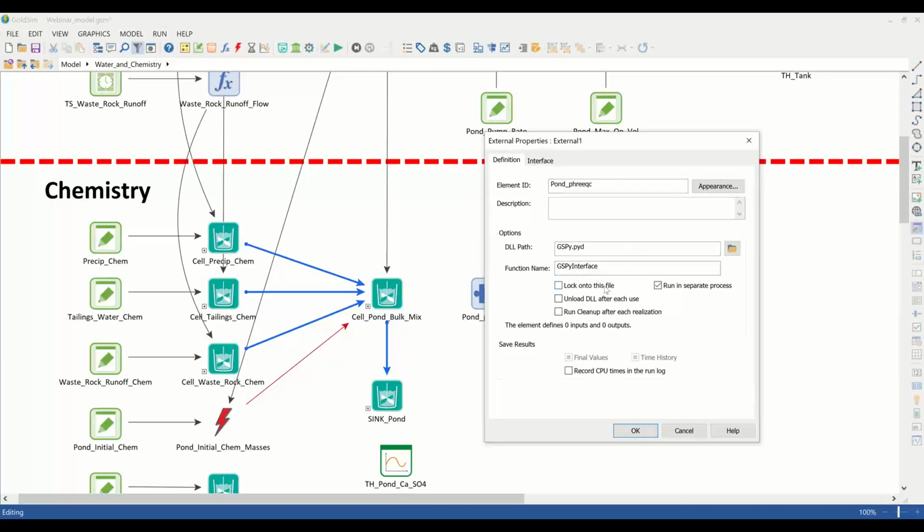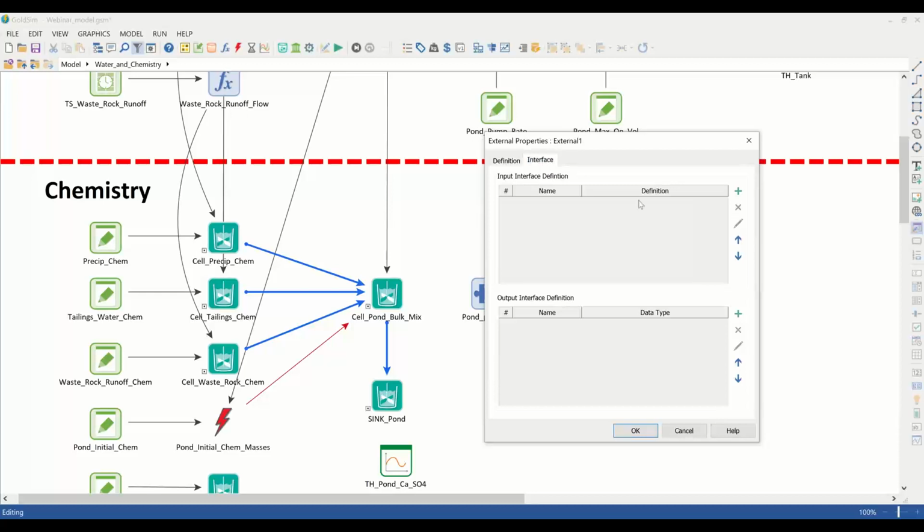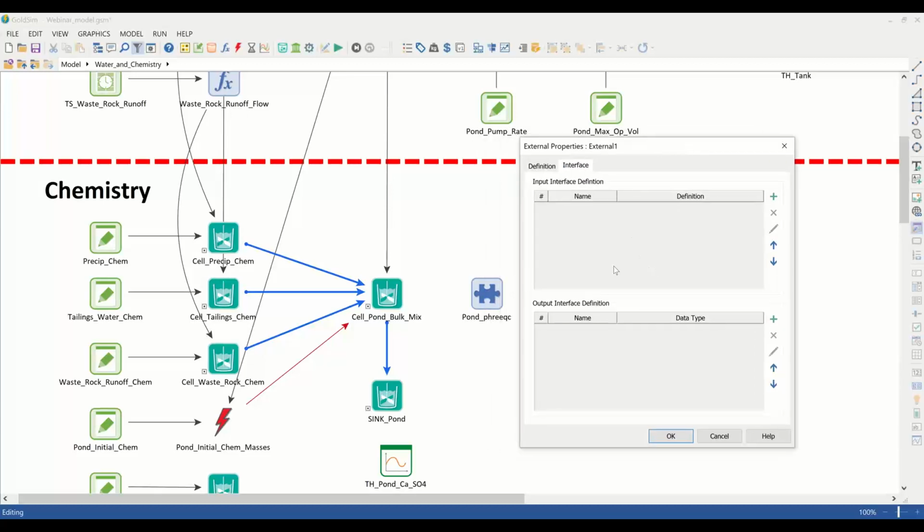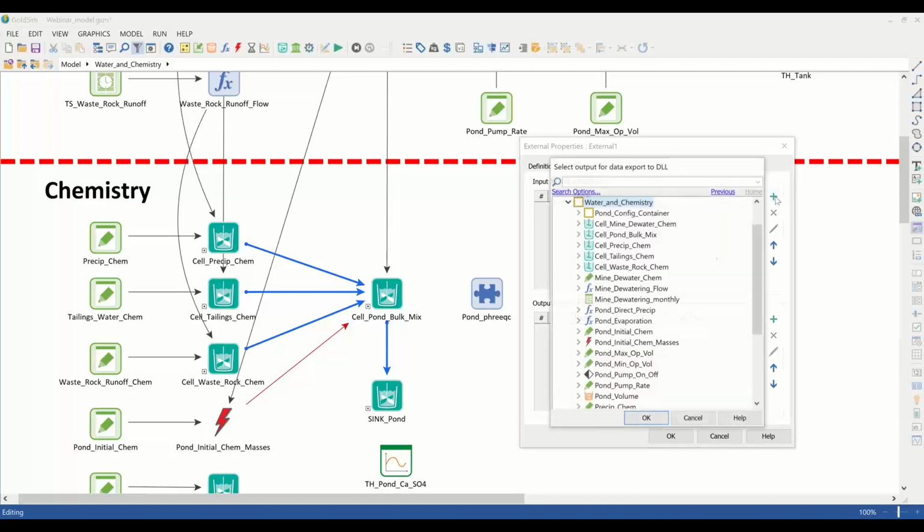And once these things are set up, we need to go to the interface. This is where you define what goes into the external element, in other words, what is going to be sent out to Phreeqc, and then what comes back is the output back to GoldSim. So if I click plus here, this would be what goes out to Phreeqc. And what we want to send out to that is actually the chemistry which is in our bulk mix of the pond.